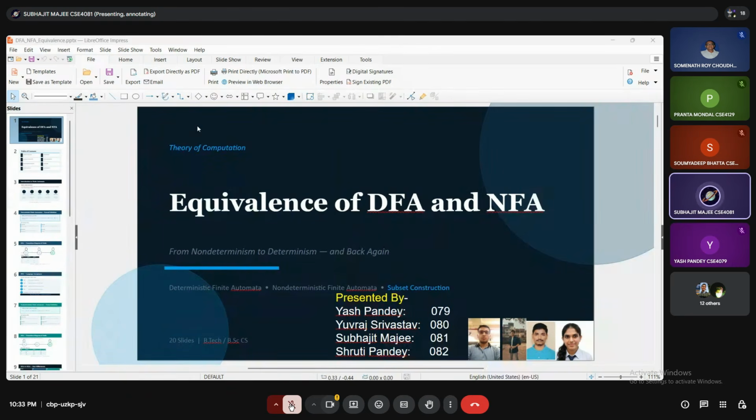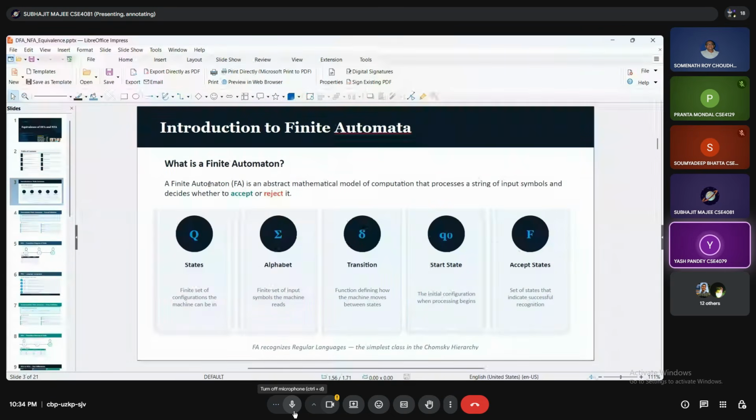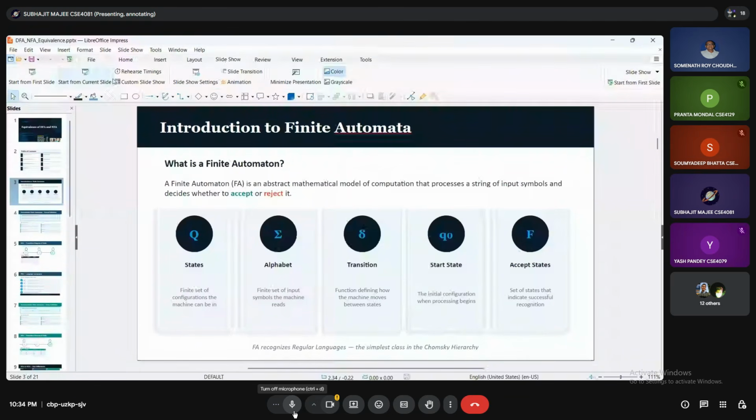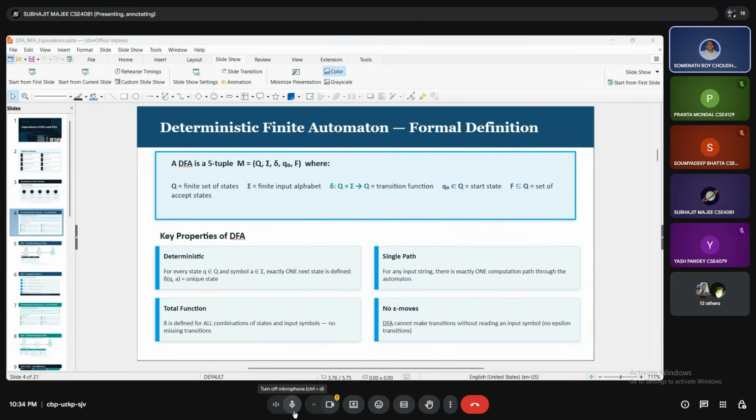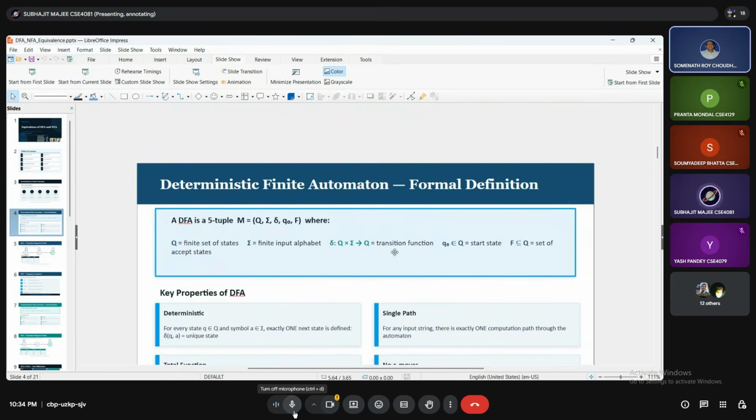So a finite automata is an abstract mathematical model of computation. Your screen is not moving. You have to make it presentable, not this. Sir, now it is moving, but not in the presentation mode. Slide share mode, bro. Sir, the screen share isn't working. The network, everything is not working. Your camera is not working. Okay, whatever you can, start from the beginning.